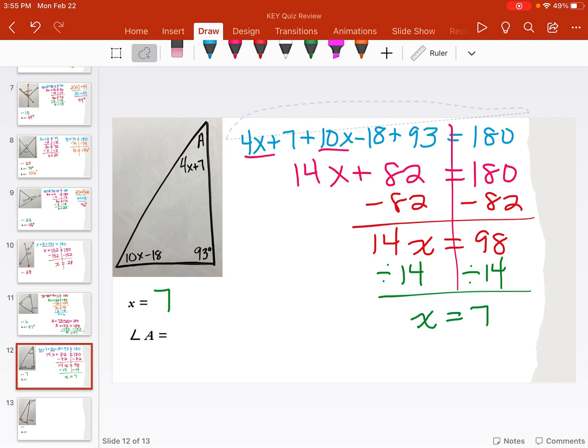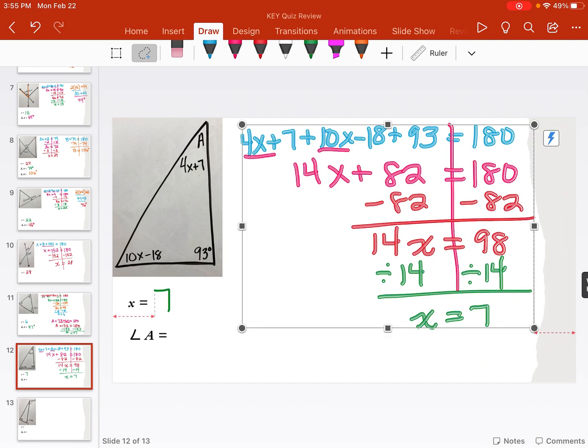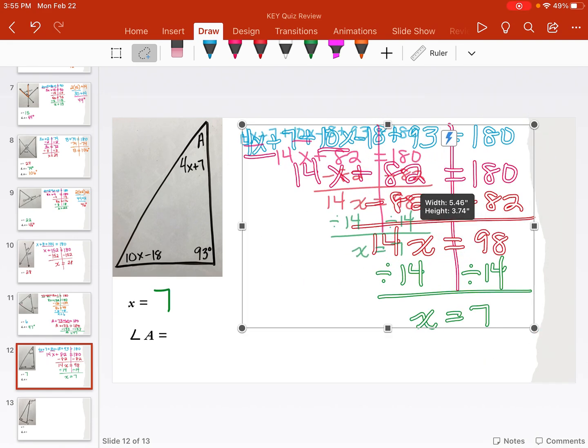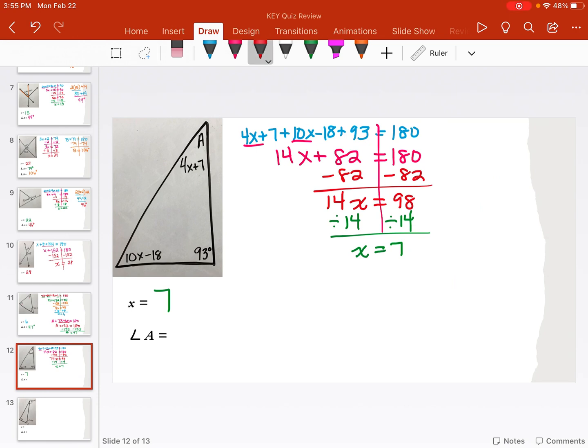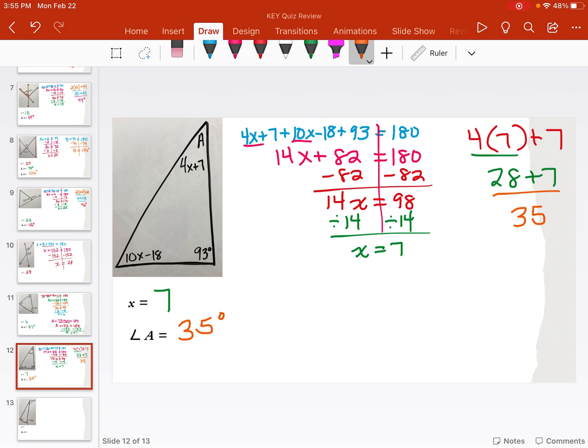Okay. This time, to solve for angle A, I really do have to plug it in. So look at the equation they gave us. 4x plus 7. We just found out that x is 7. So 4 times 7 plus 7. 4 times 7 is 28, plus 7 is 35. So angle A is 35 degrees.